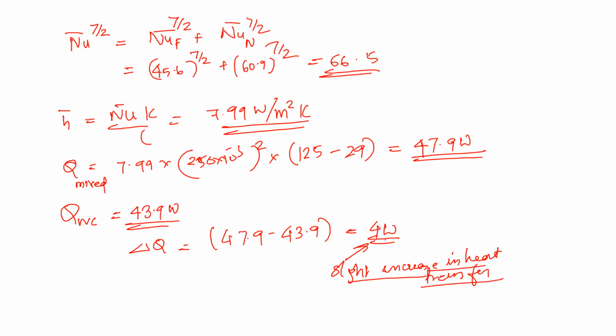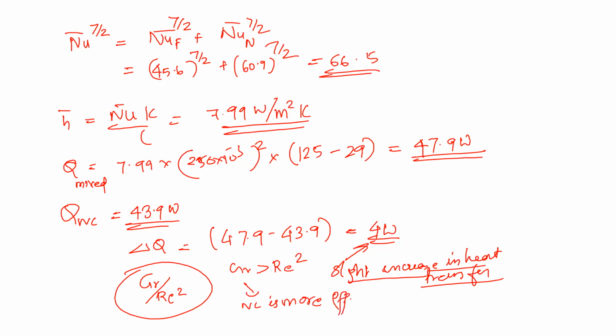Why is it? Because we have previously calculated Grashof by Reynolds squared. In this particular problem, Grashof is actually greater than Reynolds squared. So natural convection is more effective. Either we need to move that conveyor at a higher speed or something so that it will cool much faster. So this method is not much favorable, but there's a slight advantage in the cooling rate. So that's about that problem.